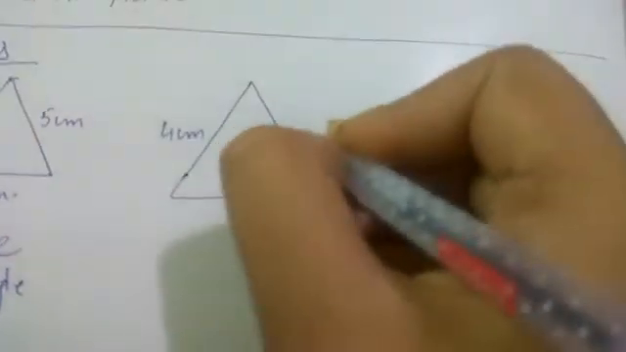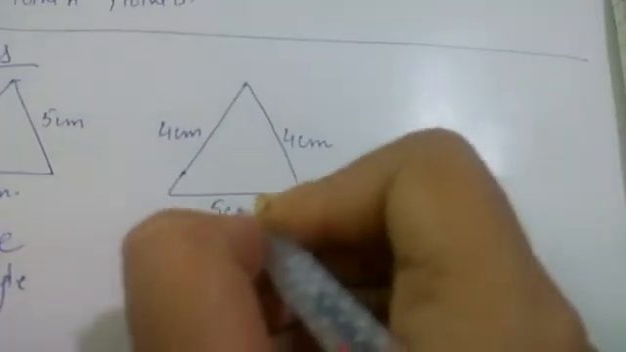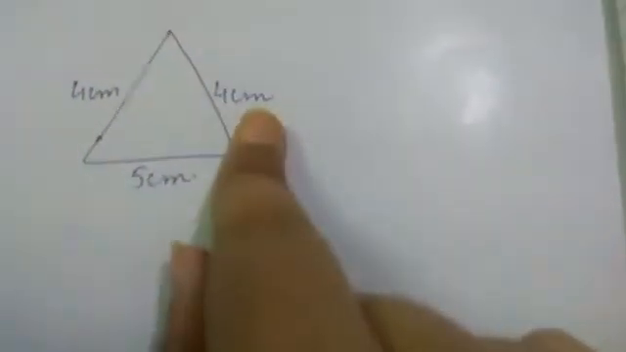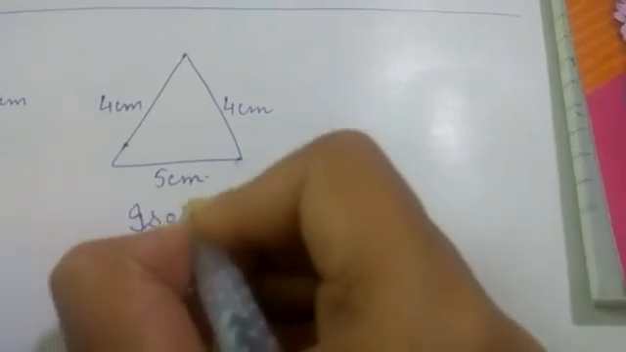Next is, let us suppose this side is of 4 centimeter, this side is also 4 centimeter, and this side is of 5 centimeter. If 2 sides are equal, then that triangle is known as an isosceles triangle.